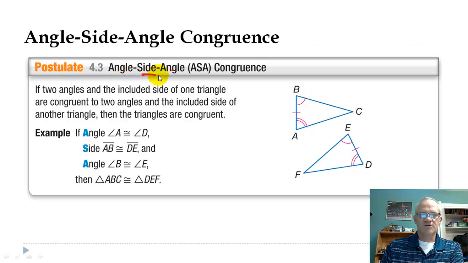If you notice the two angles, here we've got angle B is congruent to angle E, and angle A is congruent to angle D, and the side that's congruent is in between the two angles. So here's this angle and this angle. The side that's in between there is congruent to the side that's in between those two angles. Okay, so angle, side, angle. And again, that's called the included side. So that just means the side that is in between those two angles.